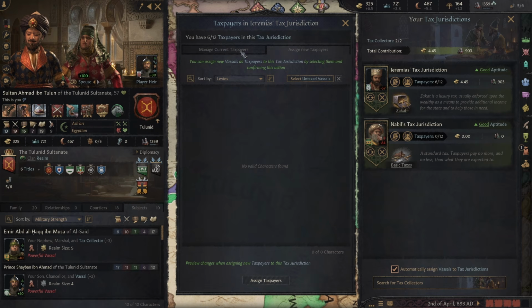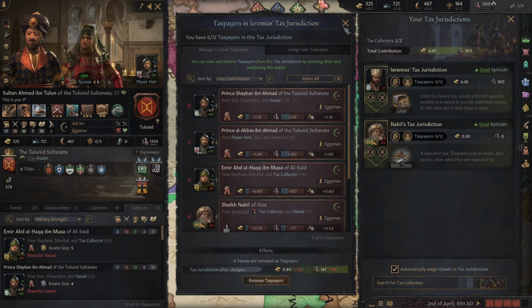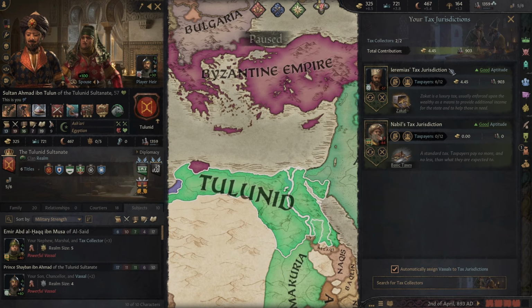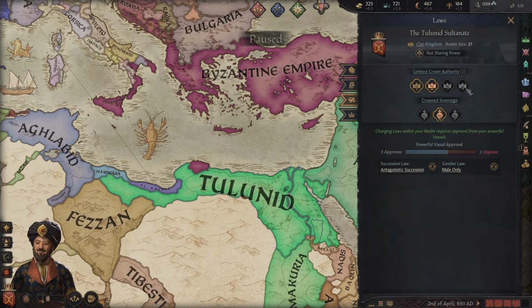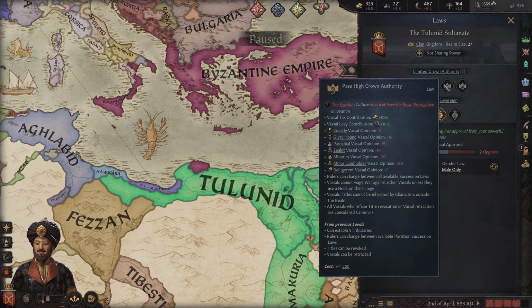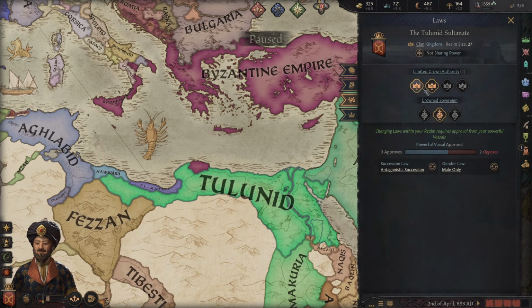Each jurisdiction has to have a tax collector assigned to it, and it has to have a tax decree. How much gold and levy your subjects contribute is entirely dependent on the aptitude of the tax collector assigned to the jurisdiction, and on the tax decree. Crown authority laws can then further modify how much your subjects pay, but the base tax is set by jurisdictions.